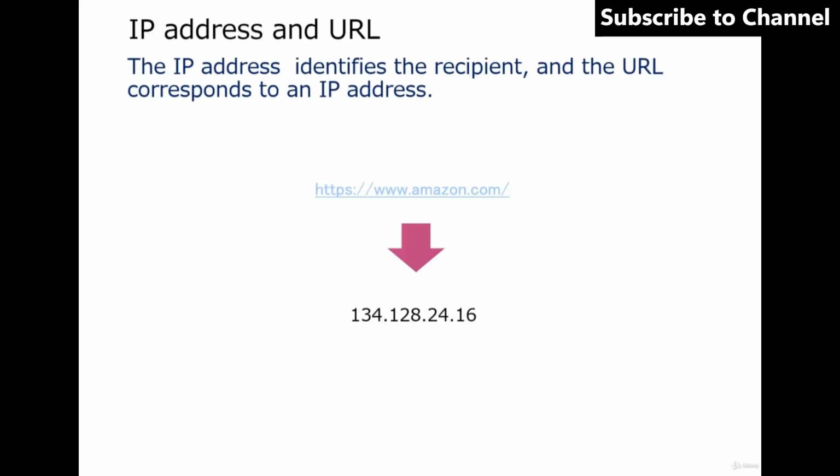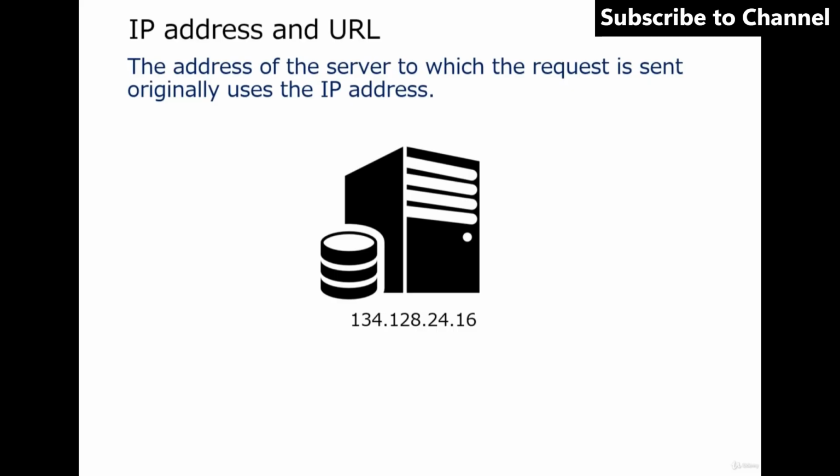In fact, the URL is compatible with an IP address, and the URL is the one that converts the IP address into an easy-to-read format. The URL of Amazon.com has its own IP address associated with it. The address of the server to which the request is sent is also an IP address. When accessing a website, it can still be a good way to access through the IP address directly and send a request to the server.